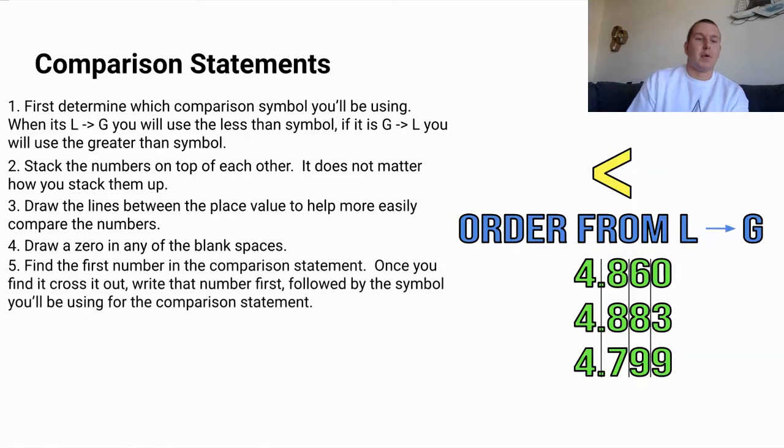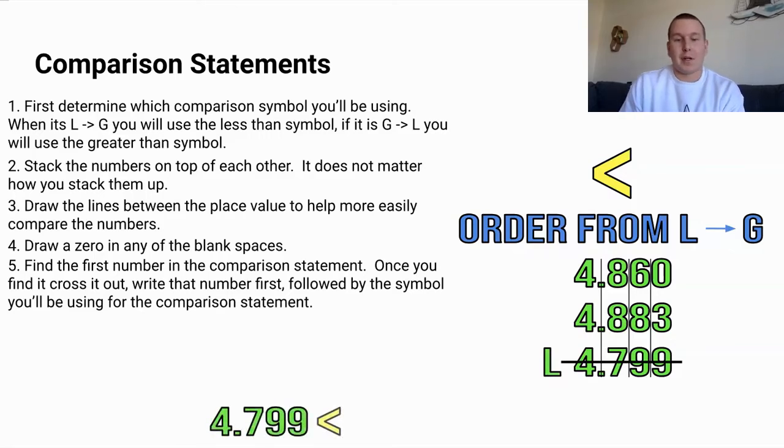Step five, this is the really important step. We're going to find the first number in the comparison statement. Once you find it, cross it out. Write that number first, followed by the symbol you'll be using for the comparison statement. So we're ordering from least to greatest, so we're going to be looking for the number with the smallest value, or the least value. When we look at the ones place, all of them have a 4 in it, so we can't really make a judgment there. We move over to the tens place, and it looks like that bottom number has a 7 in it, which makes it smaller than the top two numbers. So we're going to cross it out. I also like to put an L next to it to know that that is the number that is the least. And then that number will start my comparison statement, followed by the less than symbol. We're going to continue to use the less than symbol when we're creating this comparison statement.